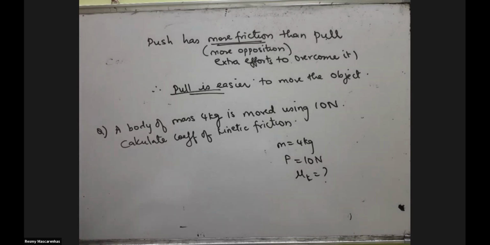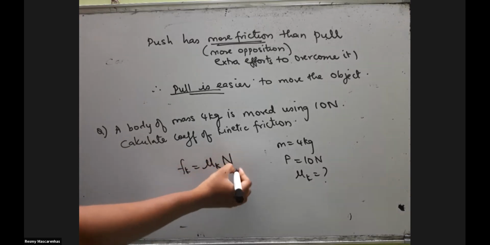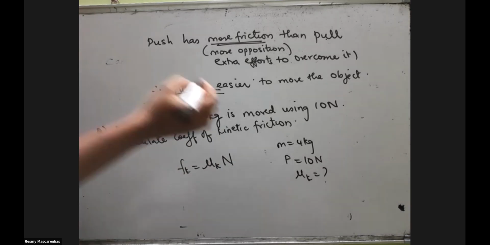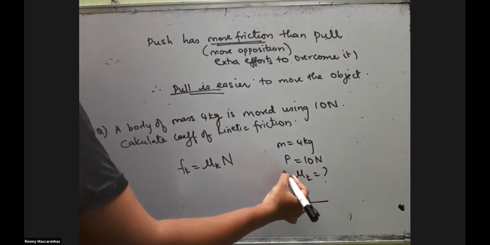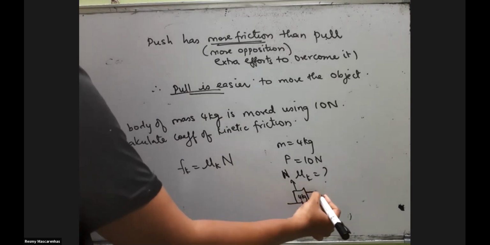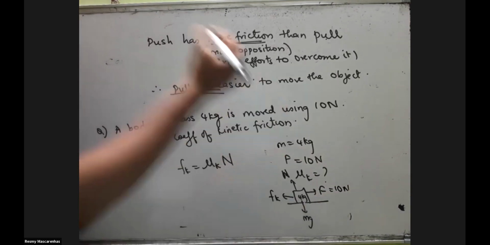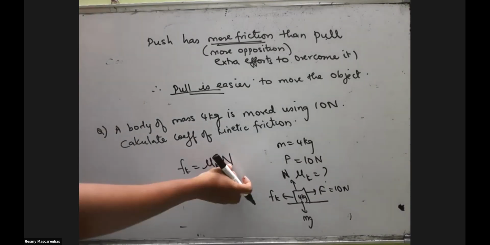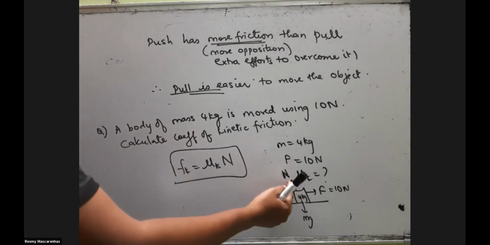So we know the formula: Fk equals mu k into N. Now what does the diagram look like? This is a 4 kg mass, suppose. This is mg. This is N. This side is F, the applied force, which is 10 Newton, and your frictional force will be opposite. So calculate what N is. This is your main formula.